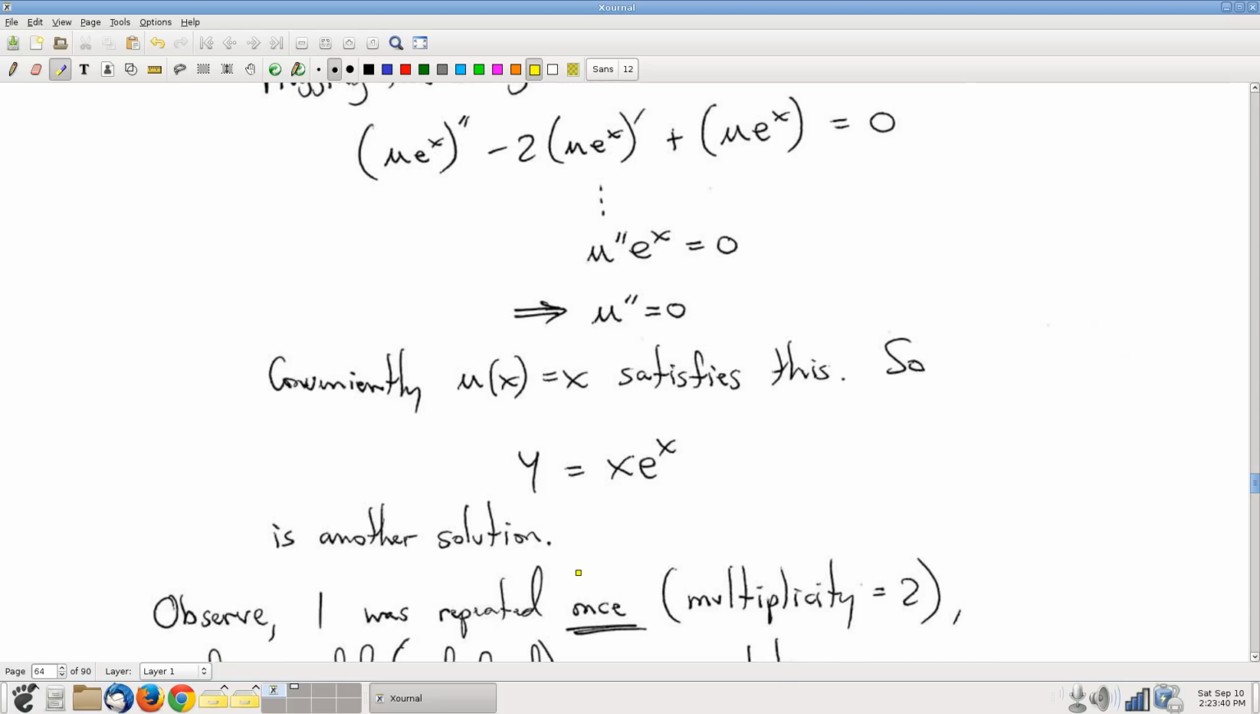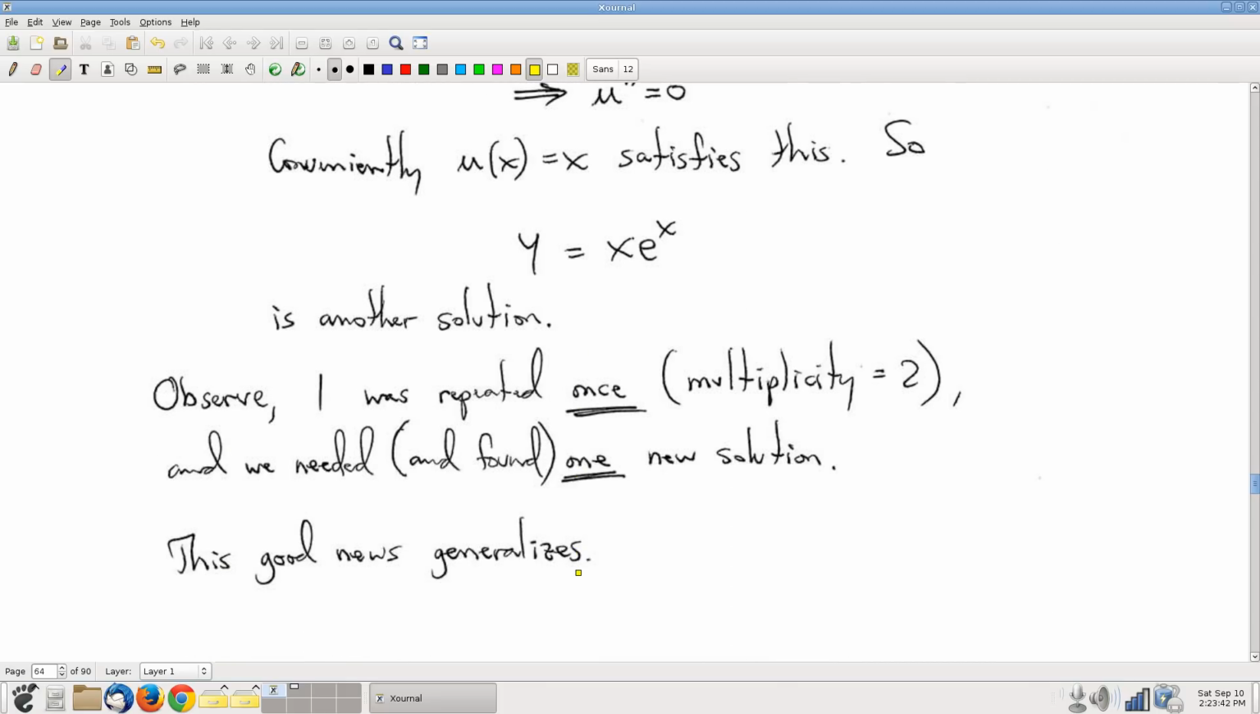Okay. All right. So notice that the root in question was repeated, you might say, one time. It had a multiplicity of 2, but it was repeated one extra time beyond the one obvious time, and therefore we were supposed to get one additional solution, and therefore a grand total of 2 solutions. That was what we hoped for, and that came to pass.